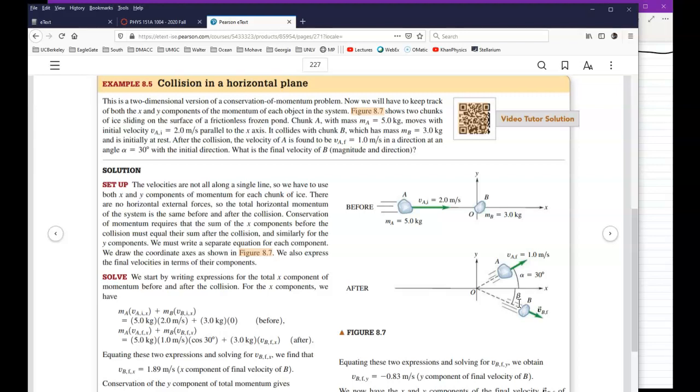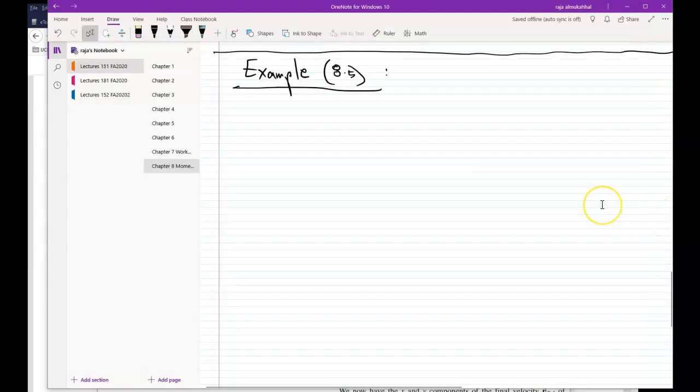Pay attention, because you're going to break it into components, x and y components. This is a 2-dimensional problem. So let me draw it first. What you have in the beginning, so we've got BC and AC. So we have chunk A here moving. Here is chunk B.